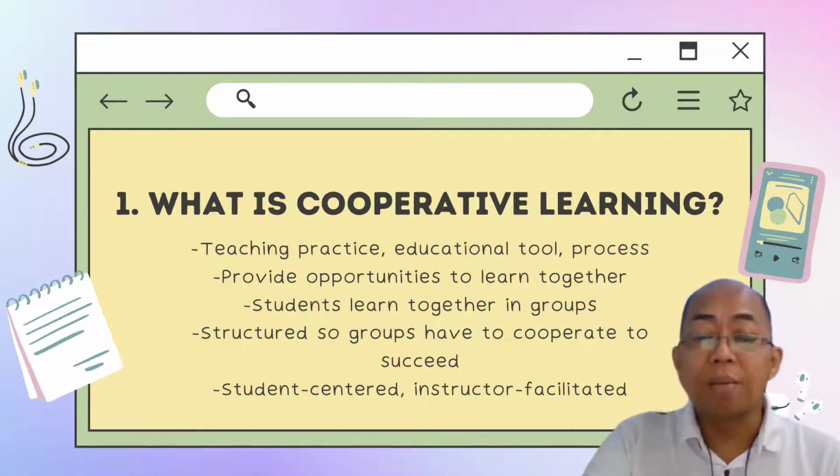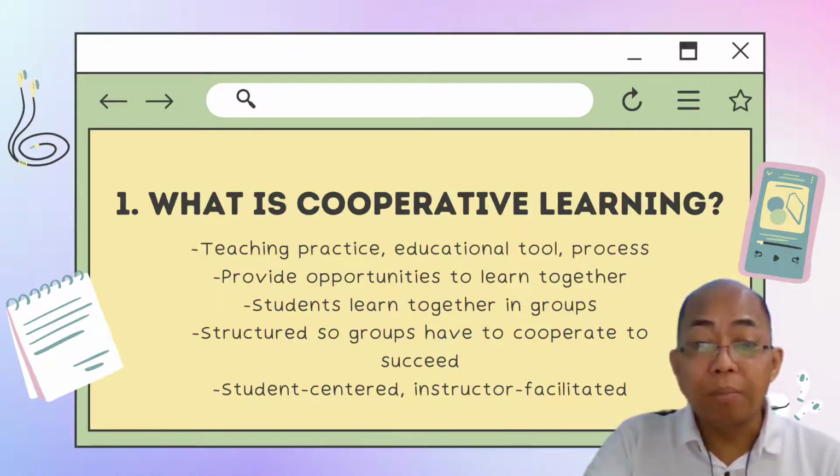And of course, as I have already discussed, a very important component or element of cooperative learning is that the individual members are accountable for learning and participation. Okay, so this is an approach where students learn together in groups, but at the same time they also are responsible or accountable for their own learning.